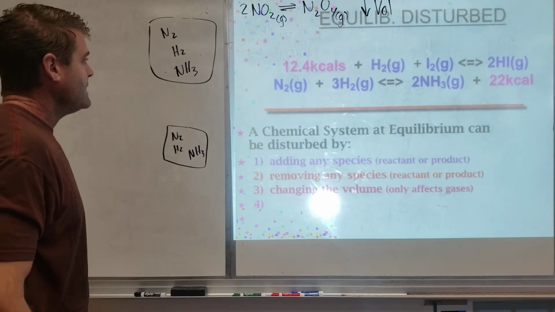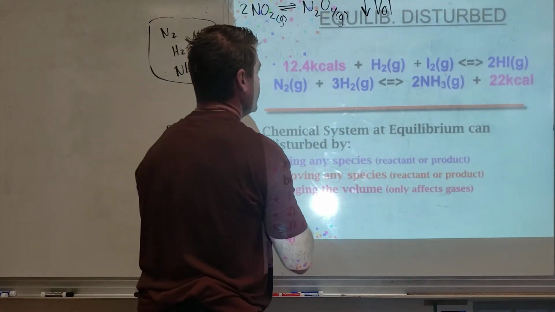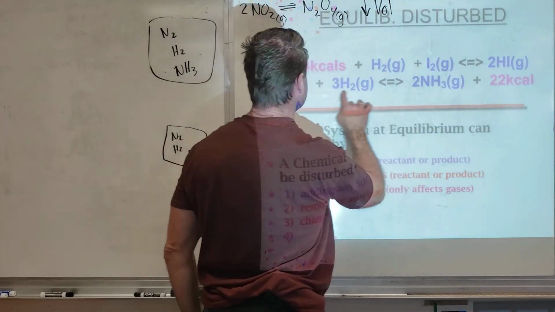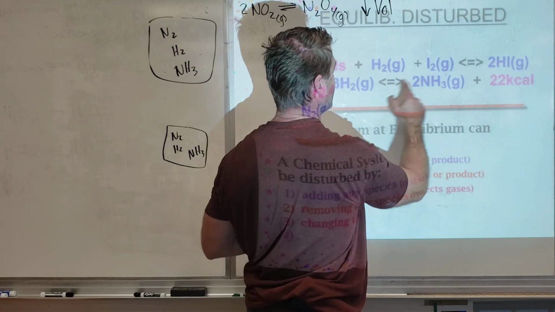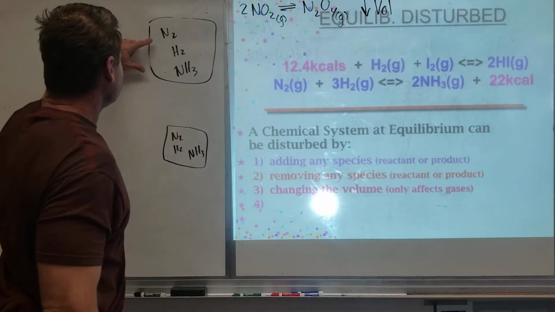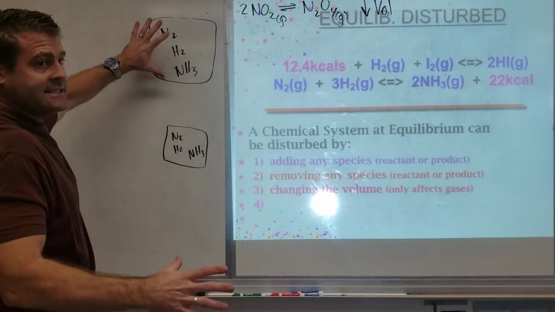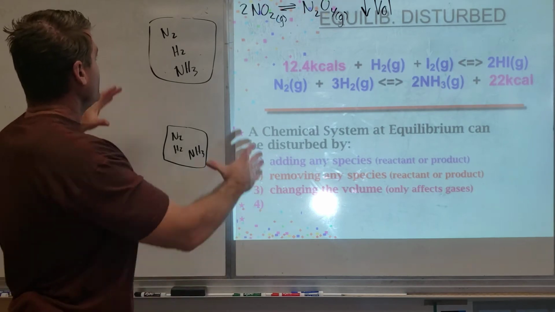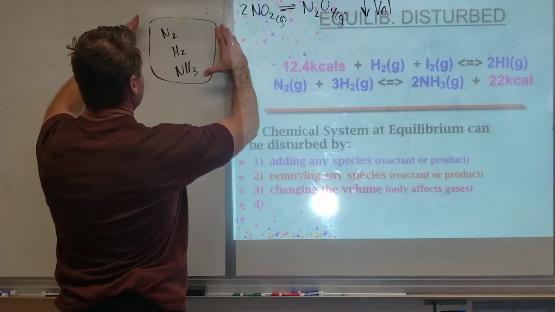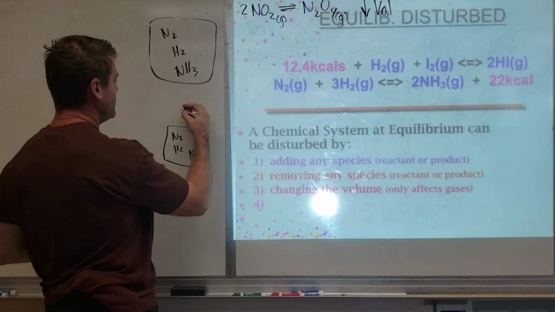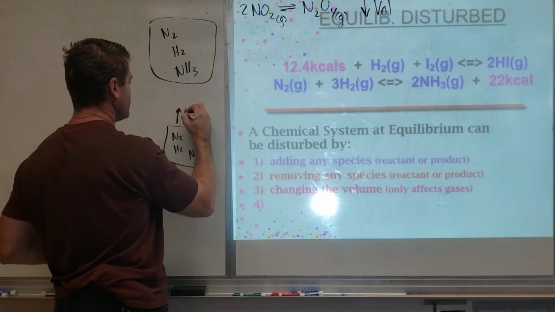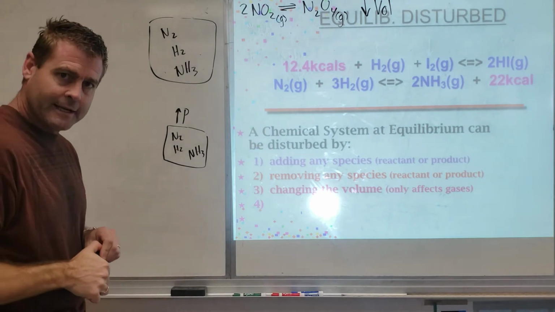So let's look at it this way, guys. Let's go with this reaction right here. Nitrogen and hydrogen combine together to form ammonia, but remember it can go both ways. Let's say we have a certain amount of nitrogen and hydrogen, and it's in equilibrium. But then let's say we take those same gases and put them in a smaller volume. Now, wouldn't you agree, we've increased the pressure, right?